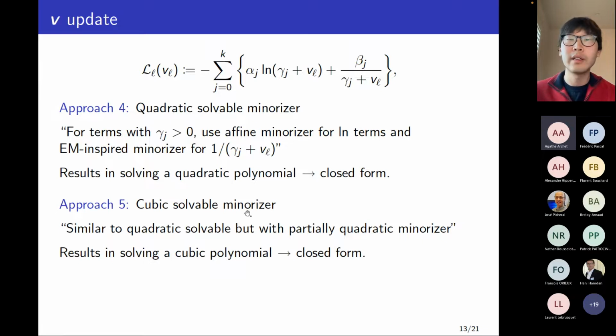Okay. And then now the last two approaches, which I won't go into as much, are a quadratic solvable and a cubic solvable minorizer. Essentially here, we've taken the different terms, carefully exploited some of the structure, and minorized different parts of them. I can go into more detail later to obtain, in the first case, something that can be solved by basically taking the root of a quadratic polynomial, which we of course have in closed form. In the cubic solvable case, it's potentially a slightly tighter minorizer, but it results in solving a cubic polynomial, which we can also do in closed form, though the formula is of course more complicated. So these are the 5 approaches we consider for the V update.